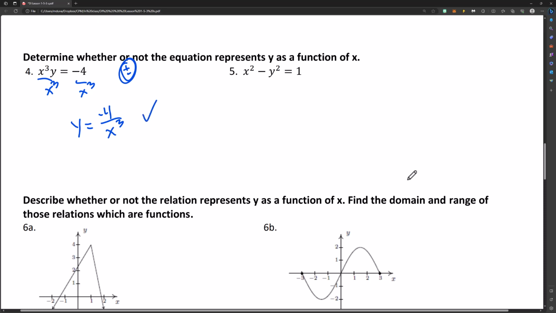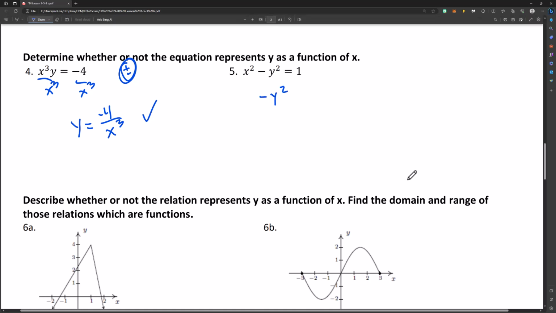For this one, I have to subtract the x squared, then divide everything by the negative. Now when I square root both sides, now I get plus or minus. So therefore, it's not a function.